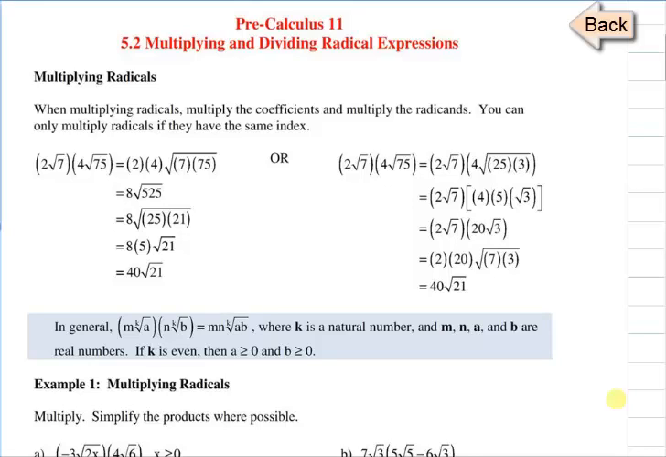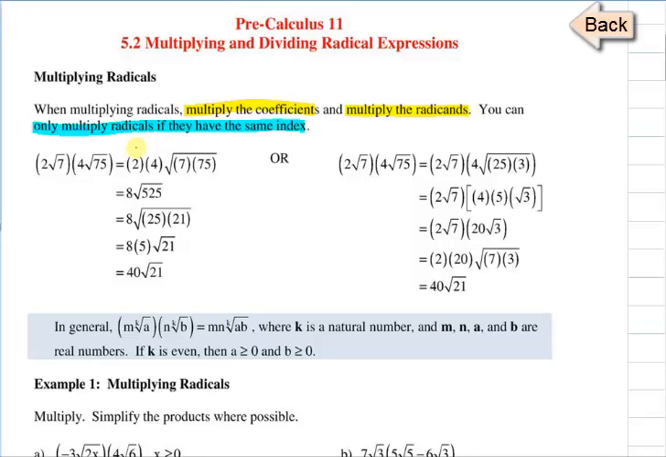So when you're multiplying radicals, there are two things that you need to remember. The first one being that when you multiply radicals, you multiply the coefficients and you multiply the radicands, okay, and they should be done separately. And the second thing is that you can only multiply radicals if they have the same index. Okay, they don't have to be like radicals, they just have to share the same index. And there are two approaches.